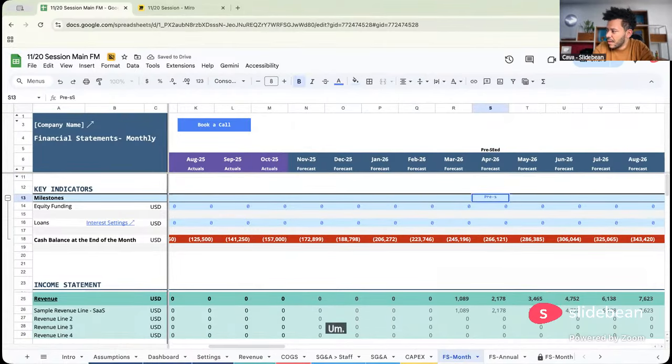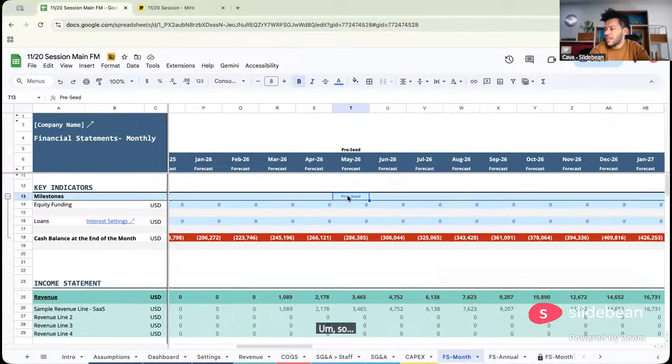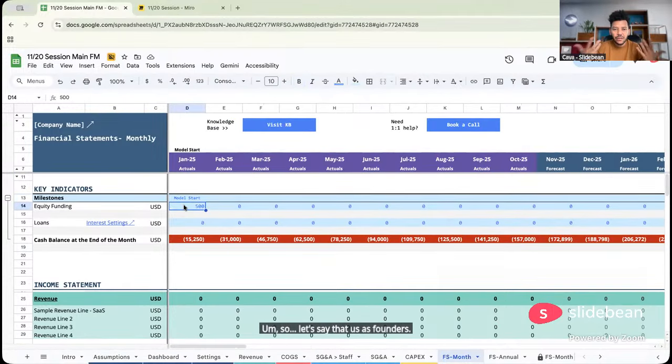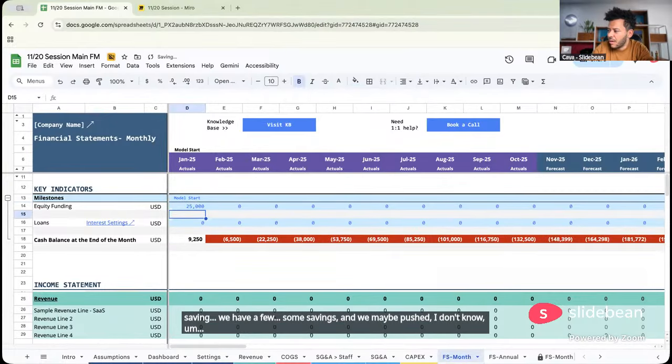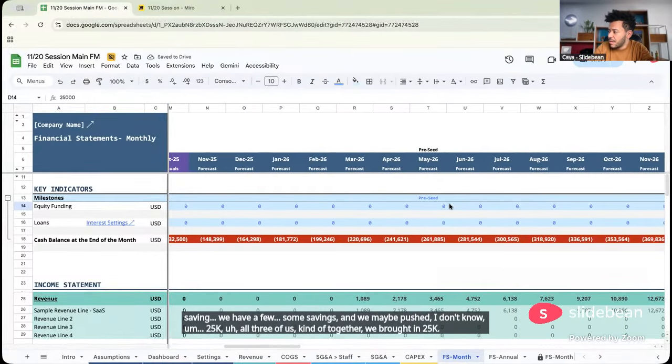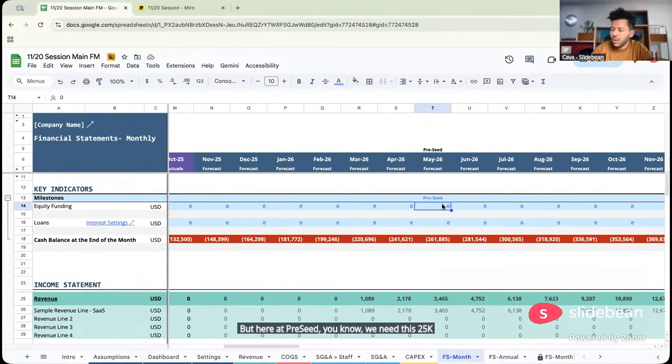Pre-seed. I'd say April is a good safe bet. Maybe May as a good safe bet. So that's pre-seed. Let's say that us as founders, we injected a little bit of money into the company. We had some savings, and we maybe pushed, I don't know, 25K. All three of us together, we brought in 25K. But here at pre-seed, we need this 25K to last all the way to pre-seed.